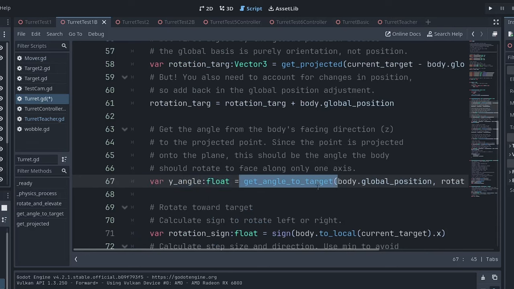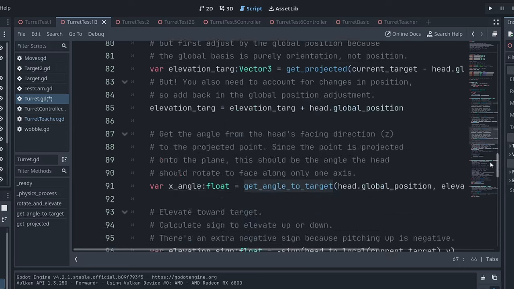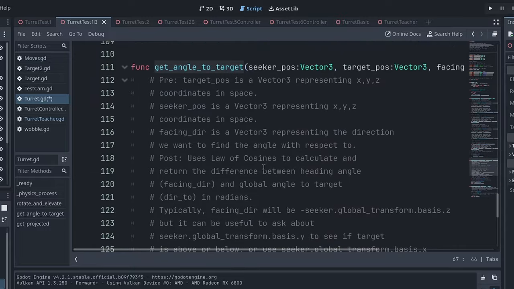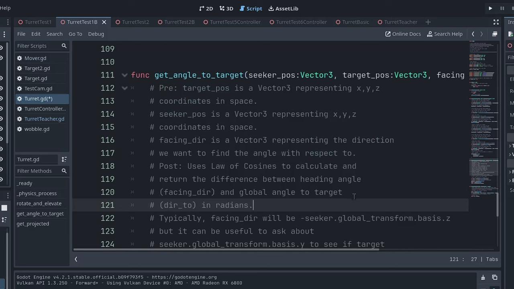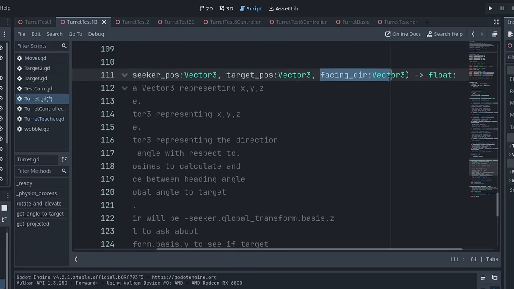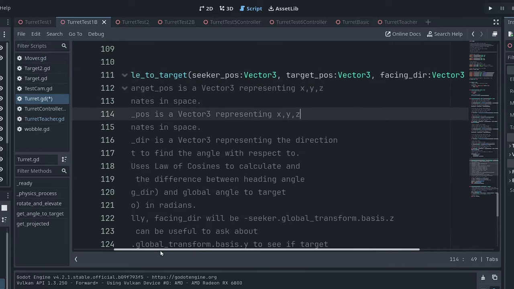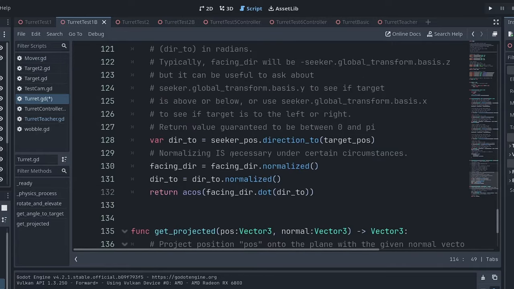There is a built-in angle_to function in Godot, which I was originally using, but for some reason it sometimes didn't produce the correct output for me. It didn't produce the same output that my function did, and my function worked, so that's what I'm using. Now, my getAngleTo is relatively simple. It does start off with a long comment describing some of the mathematics behind the code. It takes as input the seeker's position, that's the turret itself, the target's position, that's self-explanatory, and the facing direction of the turret. The code is simply based on the law of cosines.